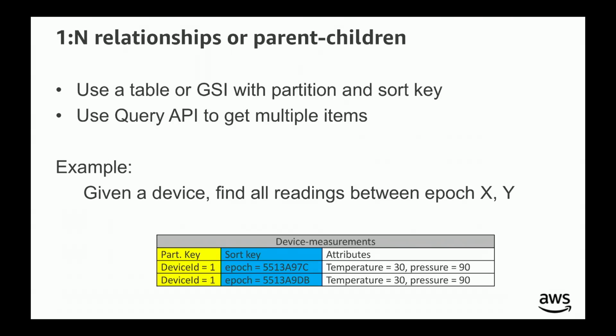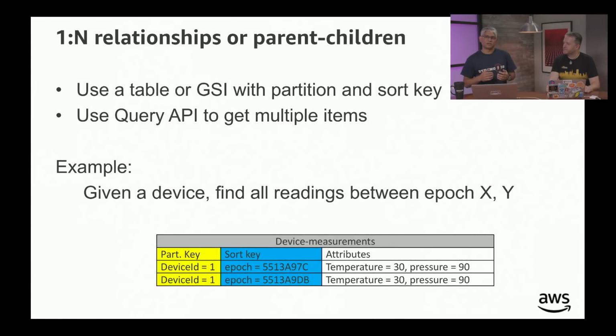Once you choose that, you can query this table using a query API, wherein you can say, for a given device ID equals 1, give me all the records pertaining to this device. Or you can say something to the effect of, for device ID equals 1, give me all the records or items with a timestamp greater than a specific epoch, or less than, or between. Between semantics can also be used. So this is another powerful mechanism for modeling one-to-many relationships.